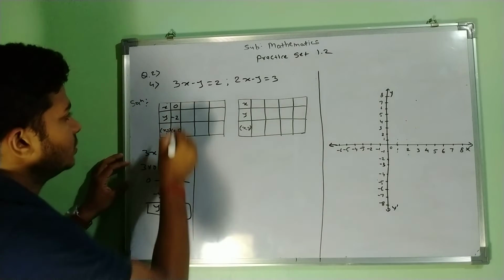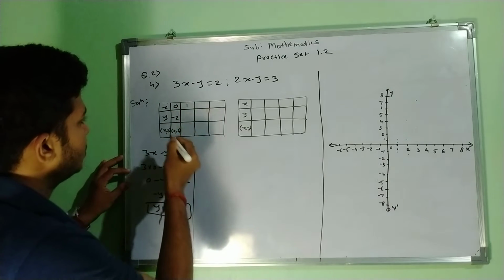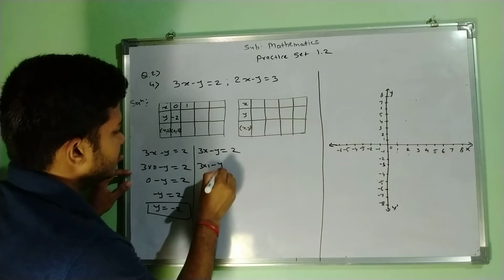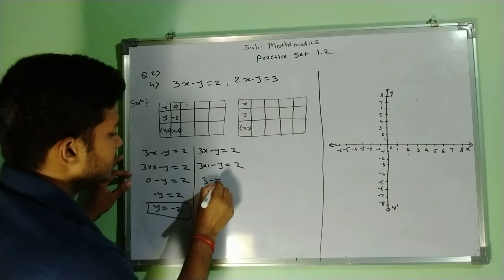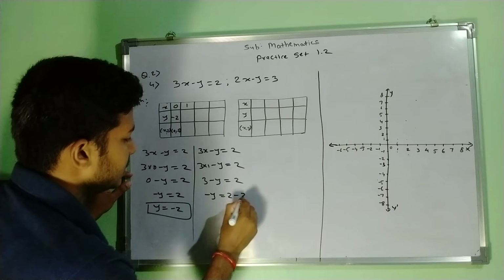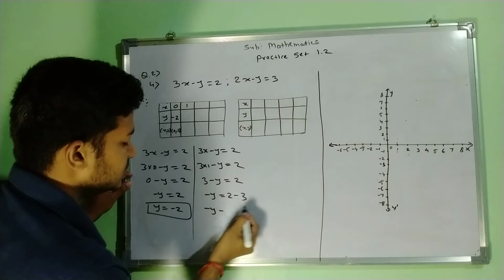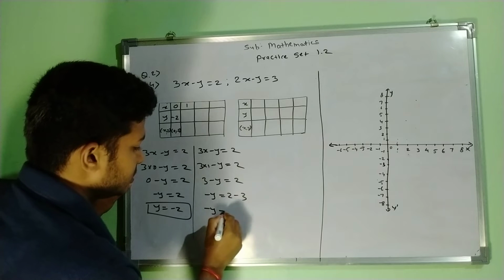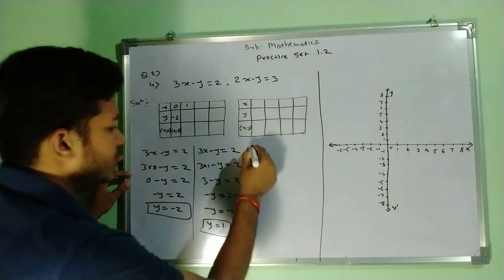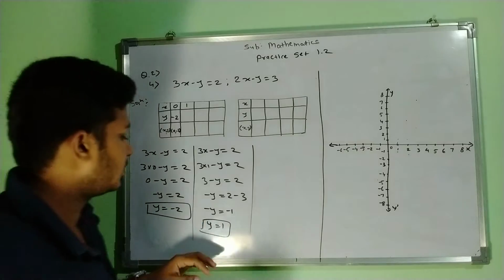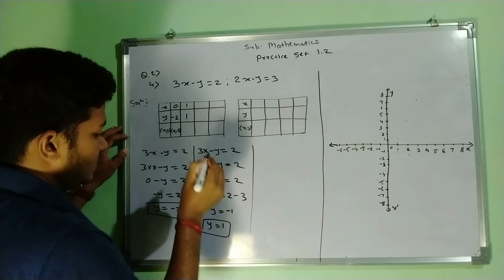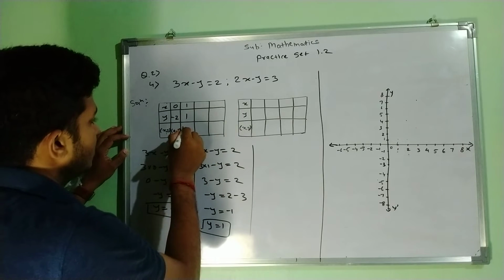Similarly, we will take another value. Suppose we are taking 1. So now we will substitute the value of x as 1. Our equation is 3x minus y is equal to 2. 3 into 1 minus y is equal to 2. 3 into 1 will be 3, minus y is equal to 2. Now 3 will go to the right hand side, it will become negative 3. So minus y will be equal to 2 minus 3. 2 is smaller and 3 is higher, so it will be minus 1. After multiplying on both sides by negative 1, we got y is equal to 1. So if we are taking the value of x as 1, we are getting the value of y as 1. So the ordered pair will be 1, 1.